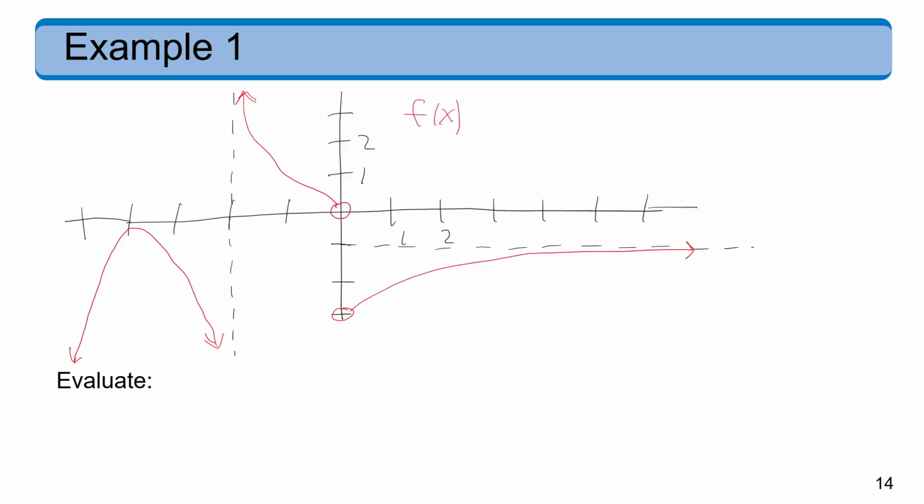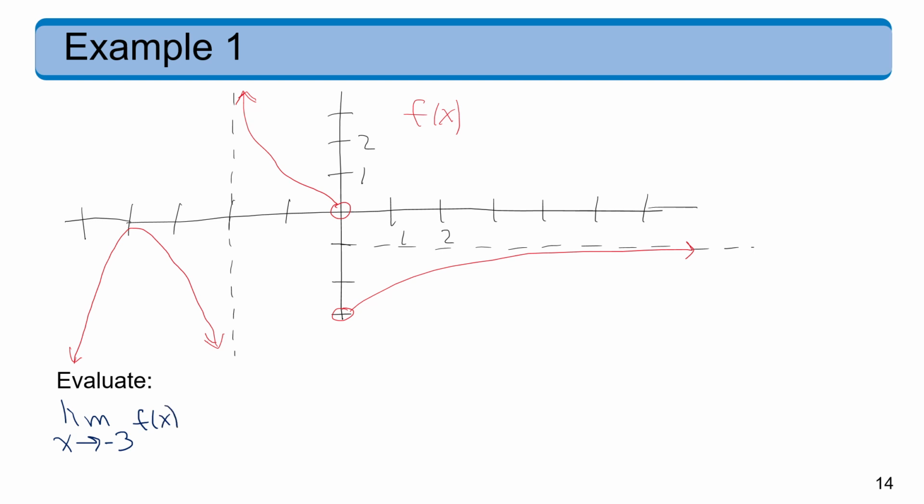So we're going to go through several examples just to get some practice on various types of problems. In this first example, we're given a graph of a function f of x, and I'm going to ask you to evaluate several limits based on this graph. So let's start with the limit as x approaches -3 of f of x.